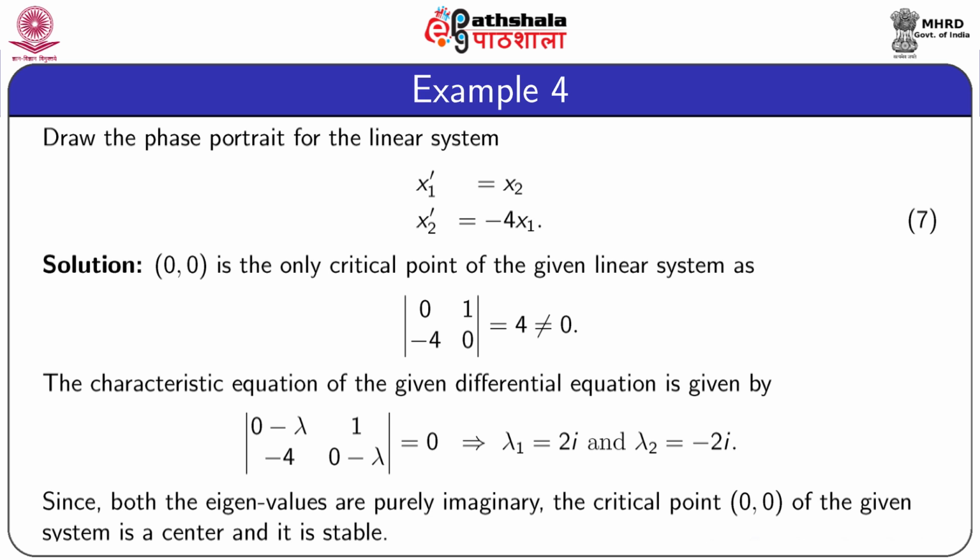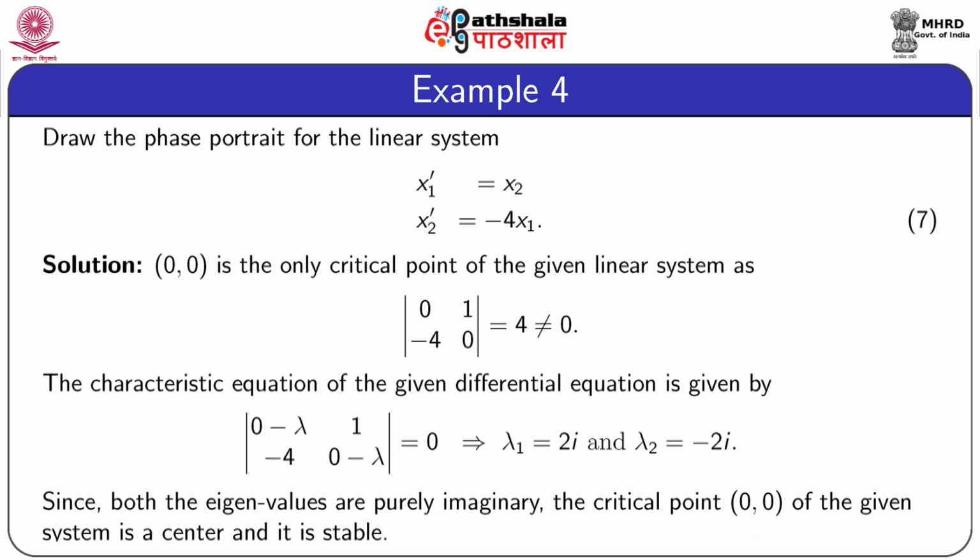Now, (0,0) is the only critical point of the given linear system, because the determinant |0 1; -4 0| is equal to 4, which is not equal to 0. Now, to obtain this, you have to write this differential equation in the form dx1/dt = 0·x1 + x2 and dx2/dt = -4x1 + 0·x2. And if you do that, you will get this particular determinant.